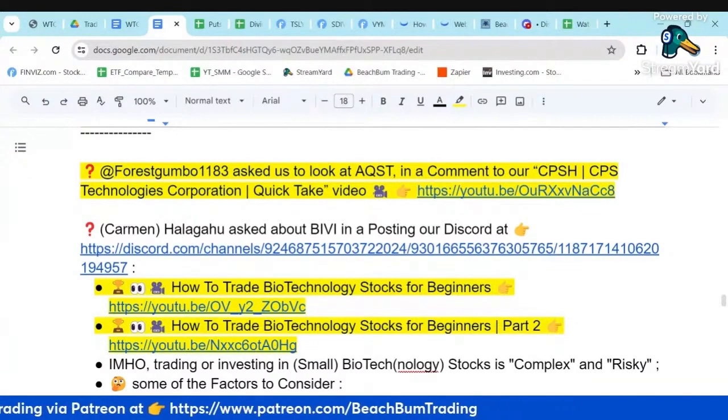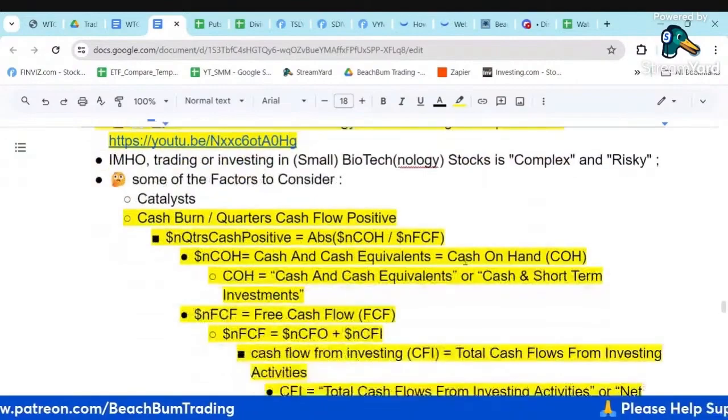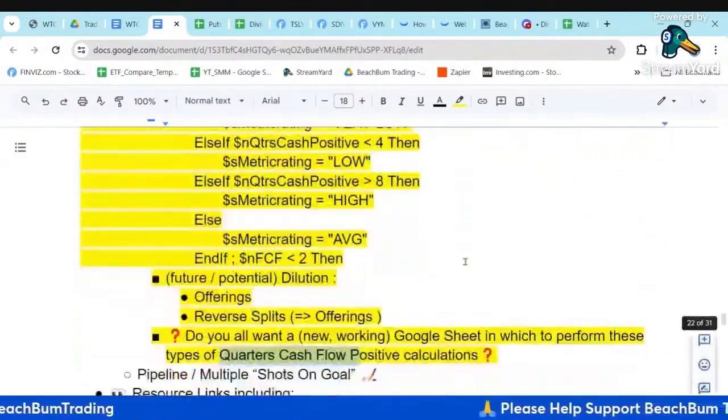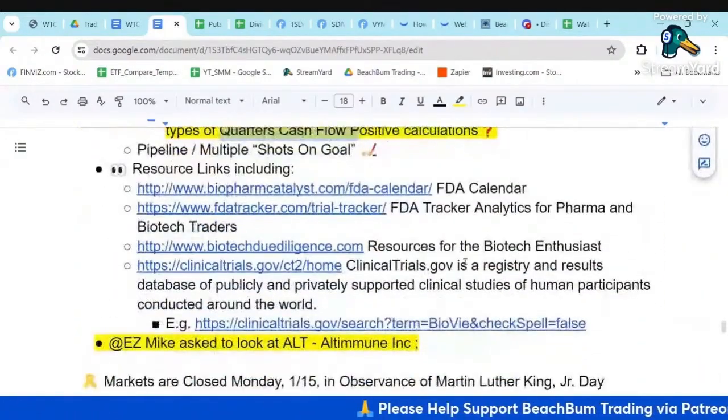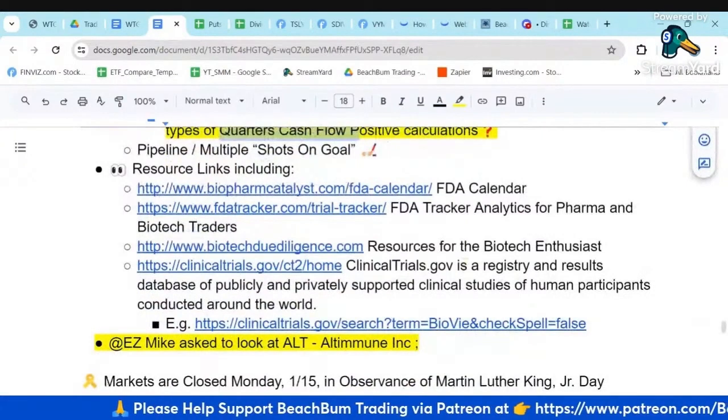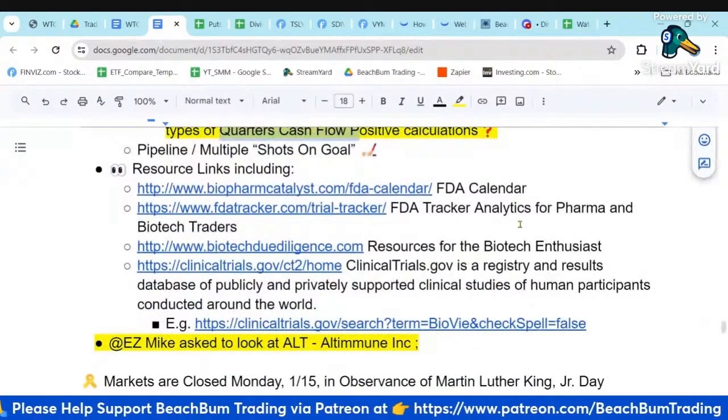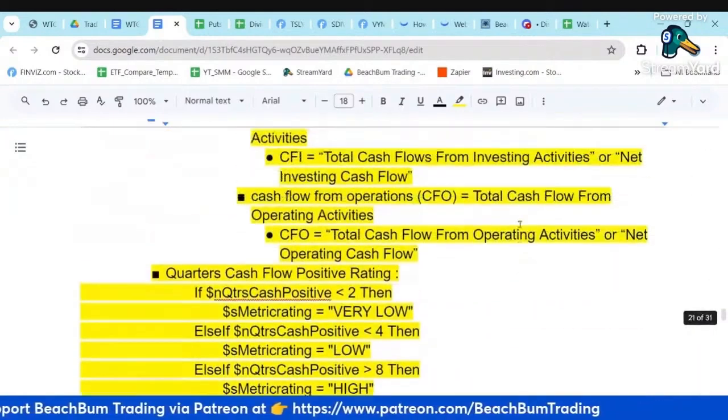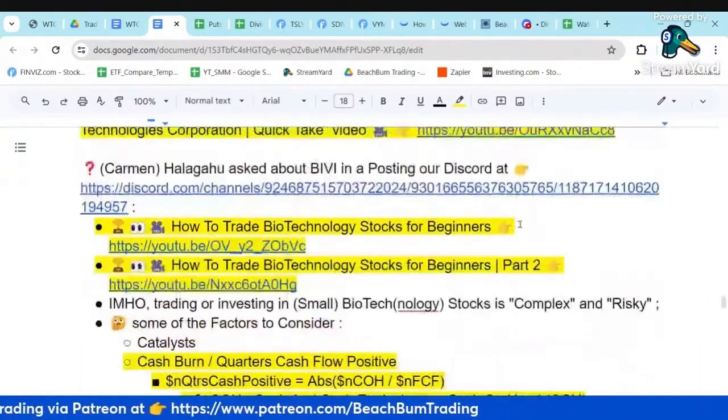So I do want to look at this AQST very briefly, and Easy Mike asked to look at ALT. Both of these are biotech. So again, potential case studies to go through that calculation on. I'll try to quickly look at those too, but let me grab a drink a second.